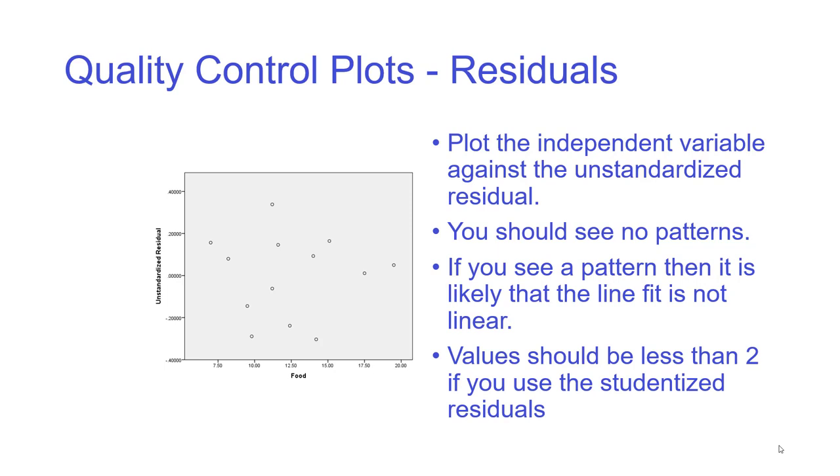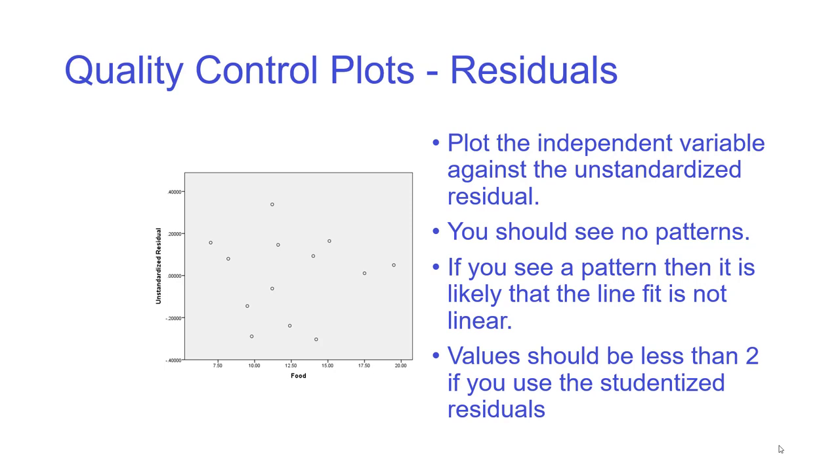What you're looking for is nothing. You shouldn't see any pattern. It should be randomly above 0 and below 0 in equal amounts, so it shouldn't be more above the line or below the line. And there should be a scatter everywhere. There shouldn't be any particular trend, so that you've got more above the line at one end and more below the line at the other end.